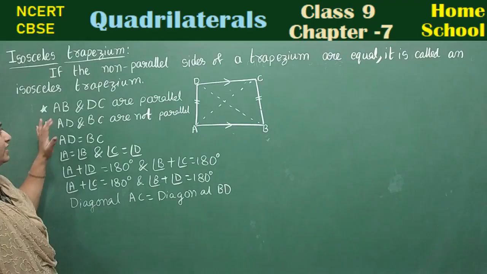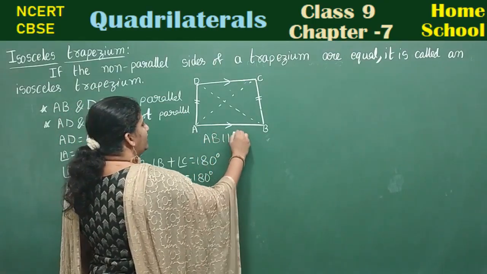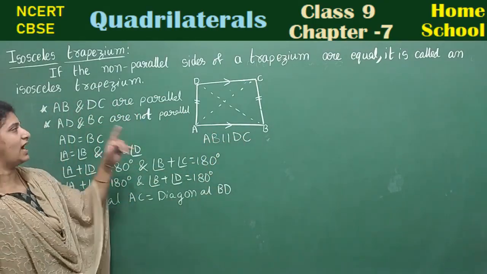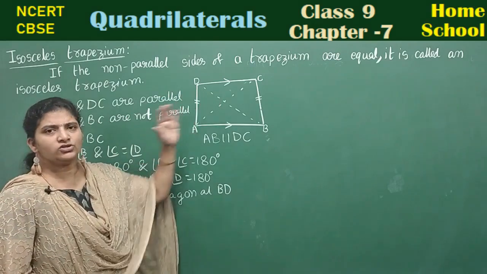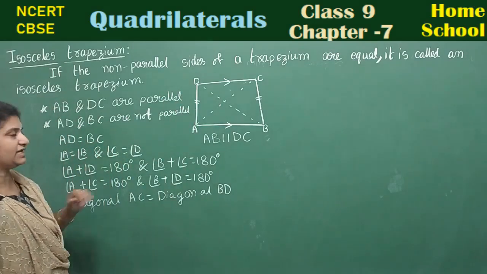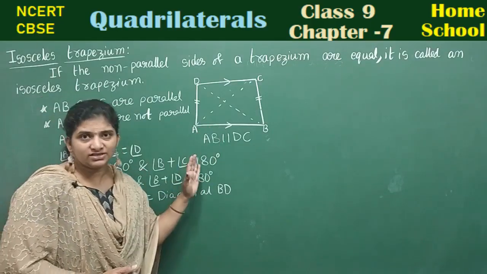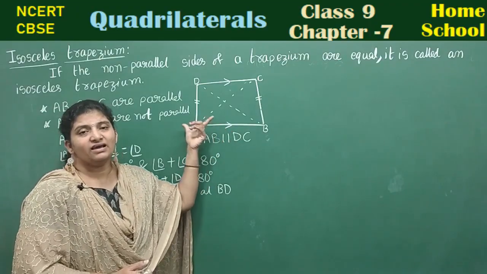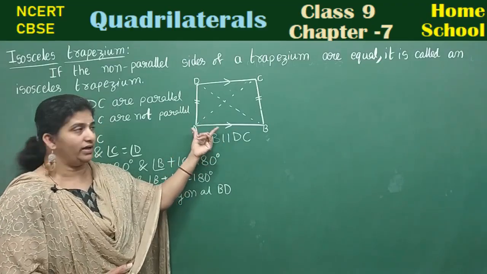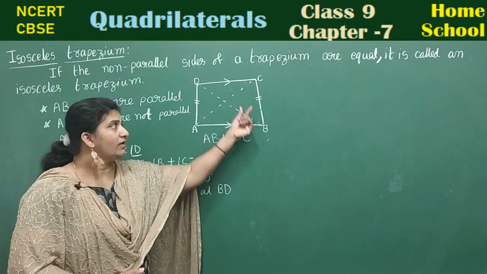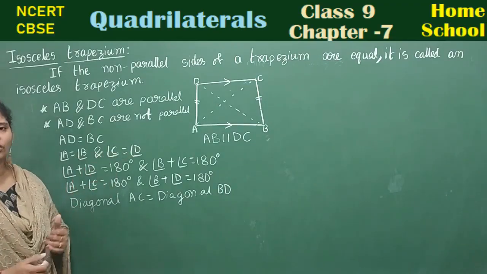Now remember some points. AB and DC are parallel, and you may write it as AB parallel to DC. AD and BC are not parallel. AD is equal to BC, meaning the lengths are equal, so you can write AD equal to BC. The next one: angle A is equal to angle B. In an isosceles trapezium, the angles on the parallel sides will be equal. That means consecutive angles on the parallel sides will be equal. Angle A is equal to angle B, and angle C is equal to angle D.